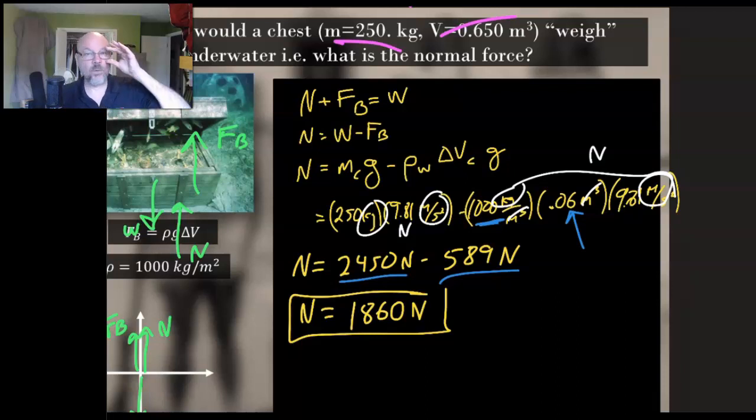Now I'm going to do one more video in this series, and we're going to work with this scenario again. What would it take to lift that chest off of the seafloor? If you were a diver and you discovered this thing, how can you get it up onto your boat so you can take it ashore? 250 kilograms is over 500 pounds. There's no way you're going to be able to pick that thing up and carry it up while you're swimming. So we need another way to do that, and that's what we're going to look at in the next video.